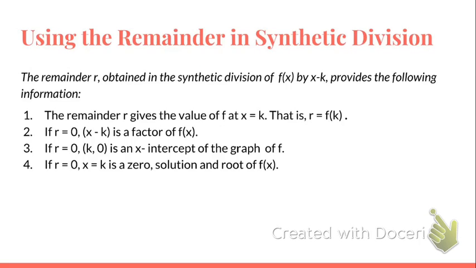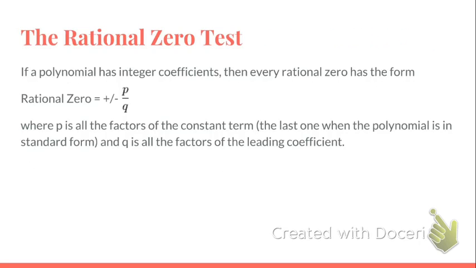So, recap. How is the remainder helpful for synthetic division? If we get a remainder, r, that's the value of f when we plug x into f. If r equals 0, that tells us that whatever we divided by, so if we divide by x minus k, then x minus k is a factor. That means that k comma 0 is an x-intercept, and x equals k is a 0, or a root and a solution of f of x. So that's just vocab right there.